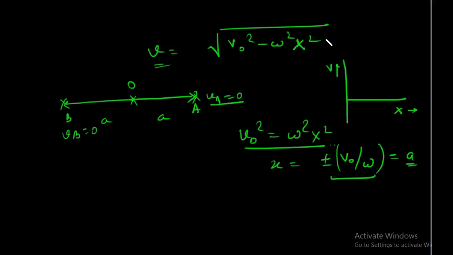Now when x is 0, what is the velocity? Velocity would be plus minus v naught, since this goes out and root under v naught square is plus minus v naught.